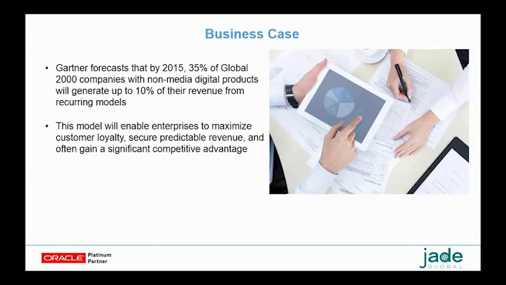What happens now is the business case for this is Gartner forecast that I said by 2015, 35% of the global 2,000 companies with non-media digital products, and this was a survey done quite a while back, about 2 or 3 years ago. So it focuses on non-media digital products, but I think that has changed now. Up to 10% of their revenue would be coming from recurring models. And by recurring models, it means it could be subscription, it could be rentals, it could be a sharing mechanism. And this model will enable enterprises to maximize.